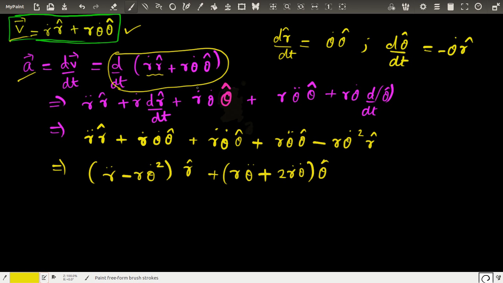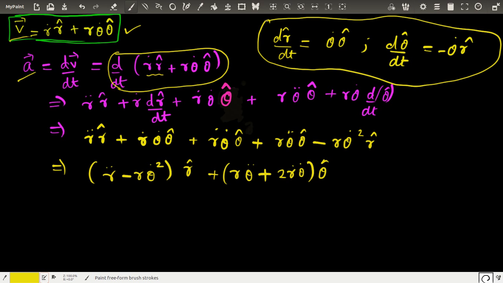Note that we had also talked about these expressions for the change in the unit vector along the radial direction and perpendicular to that direction. Now putting these two values in this expression, the first term remains as it is. In place of dr by dt, we put the value theta dot in theta cap. The third term remains as it is. The fourth term also remains as it is, and in the fifth term we put the value for d theta by dt, and we get the value something like this.